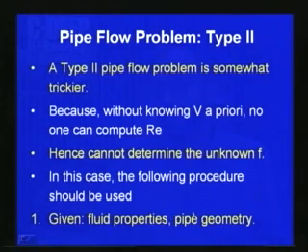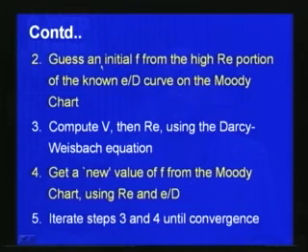The given parameters are fluid properties and pipe geometry, and then we can go for an initial guess of f from the higher Reynolds number portion of the known e by D curve on the Moody's chart. So, we can use the Moody's chart and assume or guess the value of f, and then using that value we can compute the velocity V, then we can get the Reynolds number, using the Darcy-Weisbach equation.